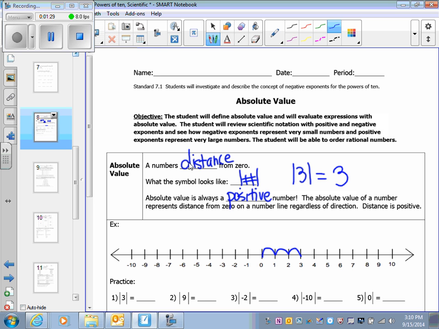How far away is 3 from 0? Well, we already did that one. It's 1, 2, 3 spaces away from 0. How far away is 9 from 0? It's 9 spaces away from 0. How far away is negative 2 from 0? It's 2 spaces away from 0. How far away is negative 10 from 0? It's 10 spaces away from 0. And lastly, how far away is 0 from 0? It's 0 spaces away. Notice how all of these distances are positive.